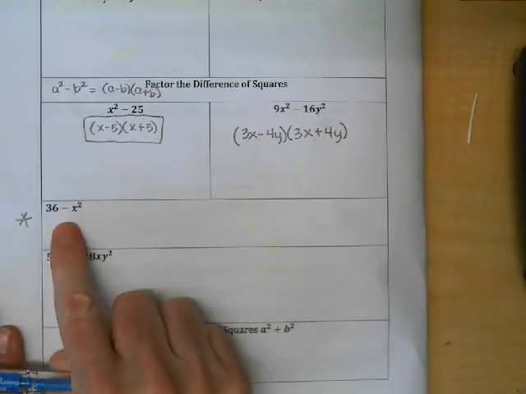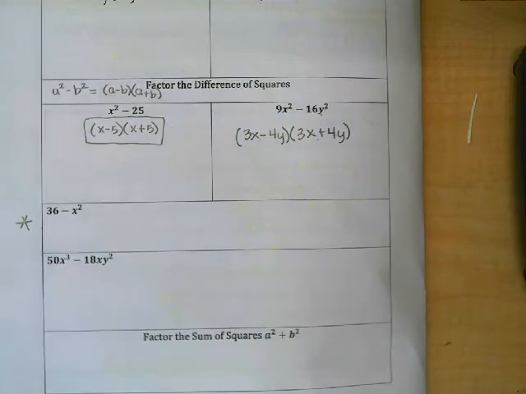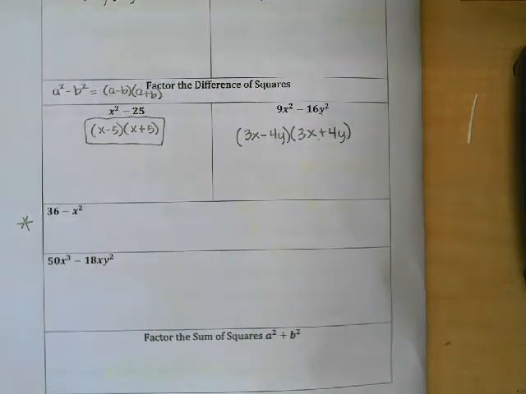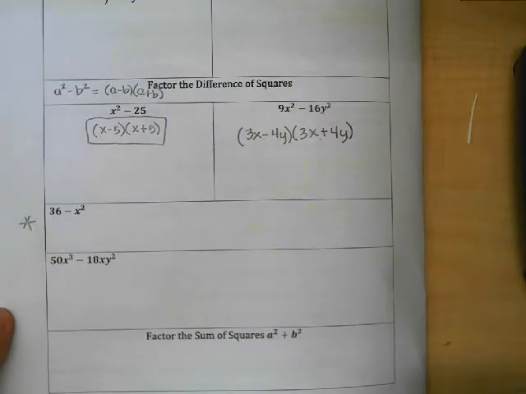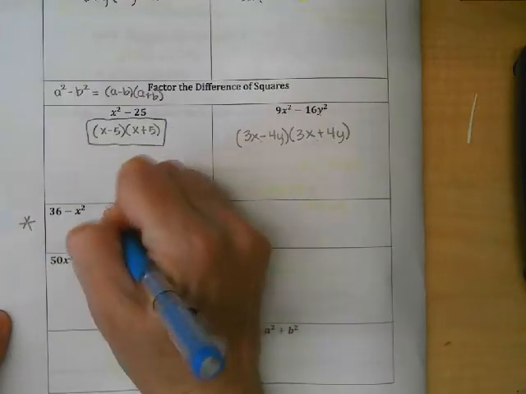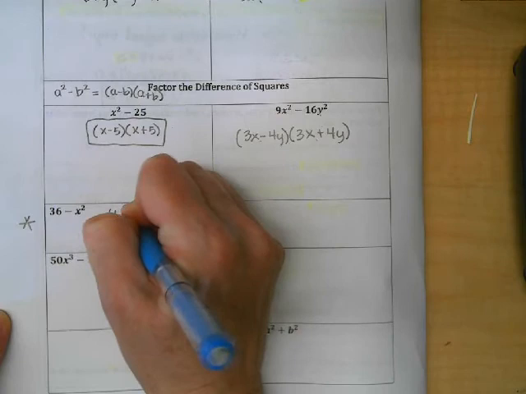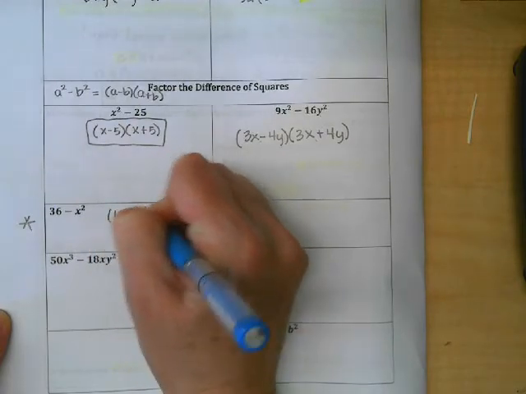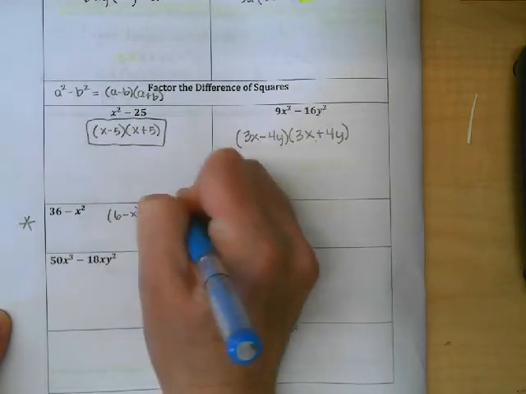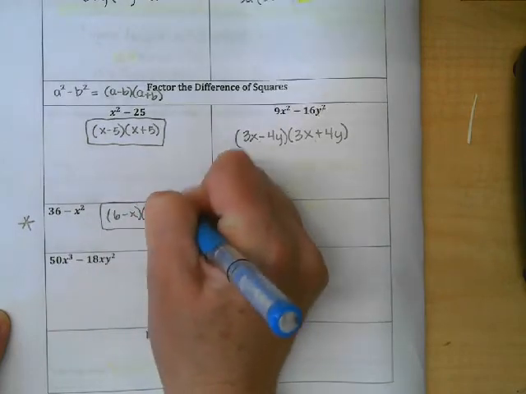Now, let's look at ones that I want you to be careful about. A lot of students just switch that around and they write x squared minus 36. That is a different problem. Even though the x squared is second, it doesn't matter. You're going to go, this is 6 minus x times 6 plus x. Okay, don't flip that around.